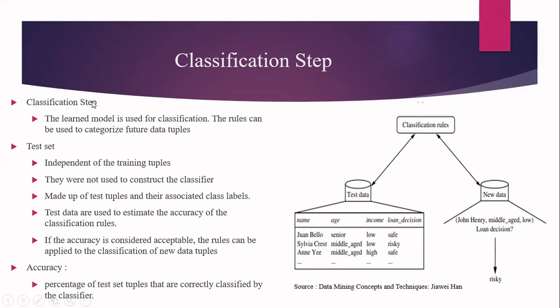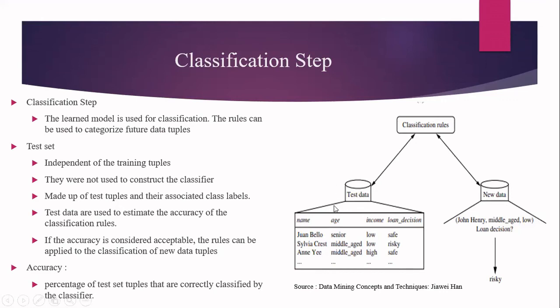Now, in the classification step, the learned model is used for classification. The rules can be used to categorize future data tuples. Here, future data tuples are nothing but the test data. When you give the test data as input to the classification rule, it has to predict the output correctly. And sometimes you will not give the test data. When the algorithm is running, you may give any new data you encounter at that instant also. Whether you are testing the classification rule with the test data or with new data, it has to predict correctly, that is, with accuracy.